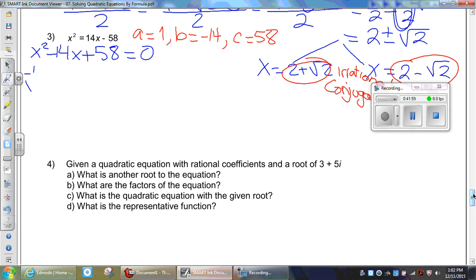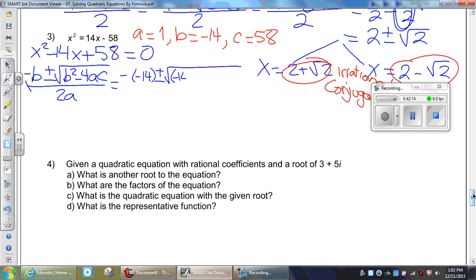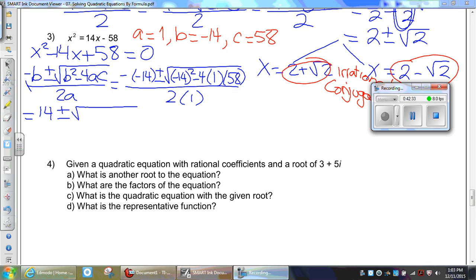So substitute in the quadratic formula, negative b plus minus the square root of b squared minus 4ac, everything divided by 2a. So this will be negative times negative 14 plus minus the square root of negative 14 squared minus 4 times 1 times 58. And everything will be divided by 2 times 1. So positive 14 and the square root. So negative 14 squared, that is 196.